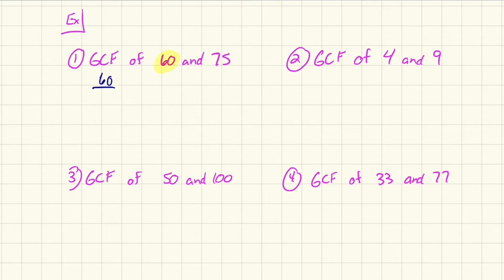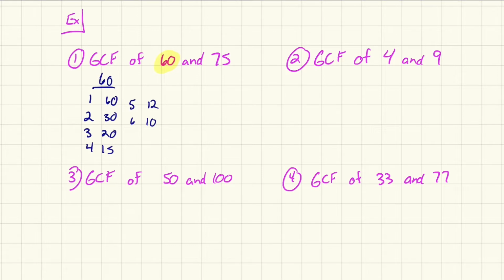Well, that's going to be 1 and 60. That's going to be 2 and 30. That's going to be 3 and 20. We also have 4 and 15. We also have 5 and 12. And we also have 6 and 10. All right, so all of these are possible factors. These are our potential options for a greatest common factor between two numbers.